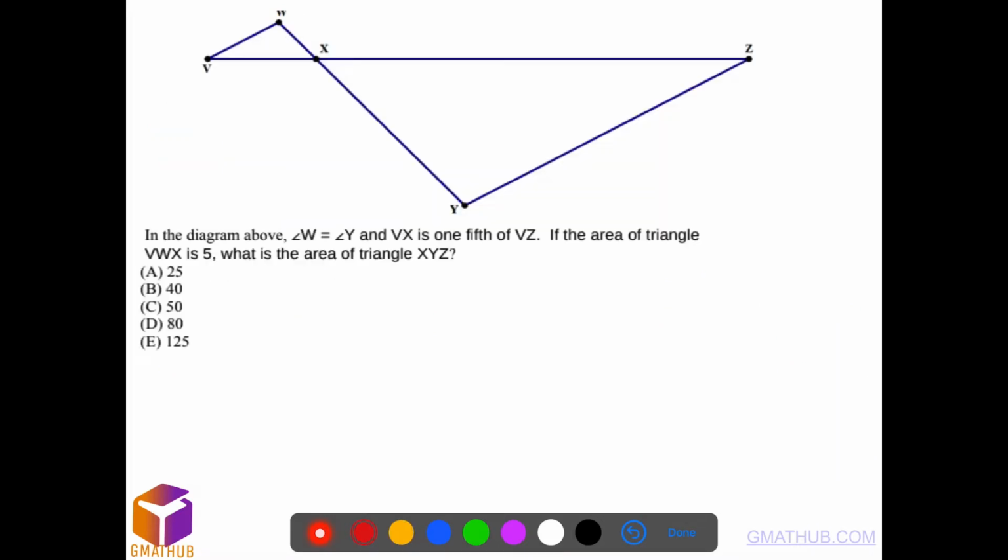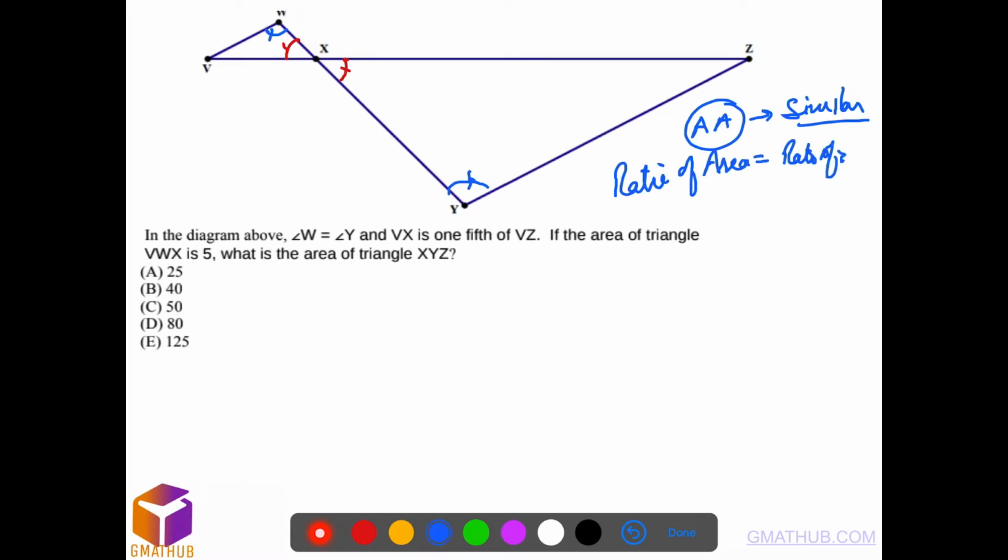Now here if you see, this angle will be equal to this, and angle W is given equal to Y. So double A is good enough to prove triangles are similar, and once the triangles are similar, the ratio of areas is equal to the ratio of sides square of that. Now Vx and xz are two corresponding sides opposite to the equal angles.